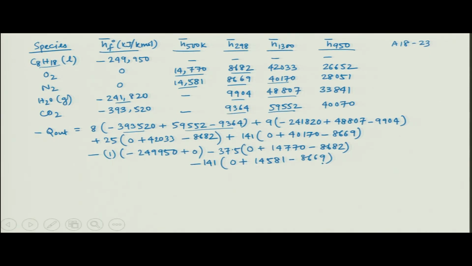Okay. So, now we have considered all the species, and if you calculate this big expression, you will find the value as this much kilojoule per kilomole of C8H18. Okay. So, that is the amount of heat transfer. So, Q out is 109,675 kilojoule per kilomole of octane.